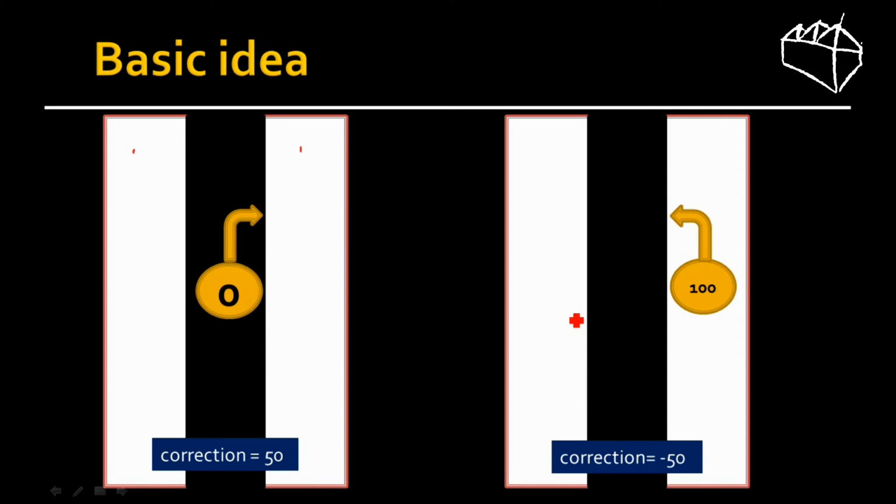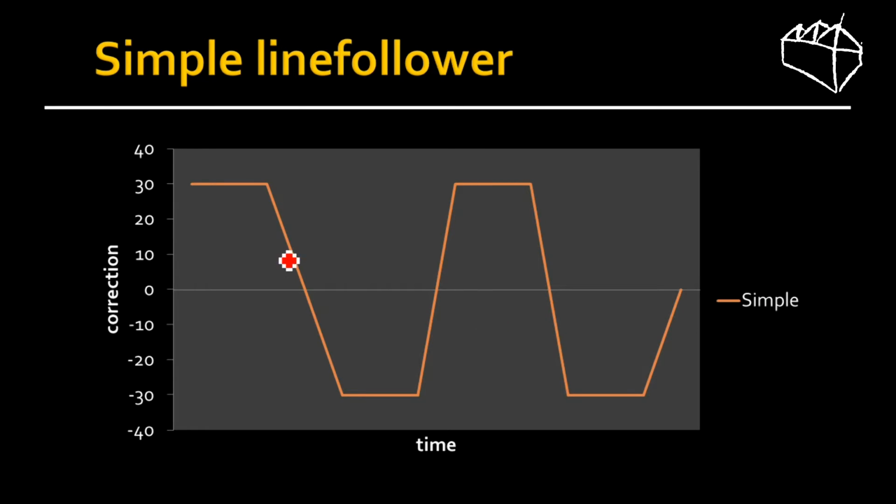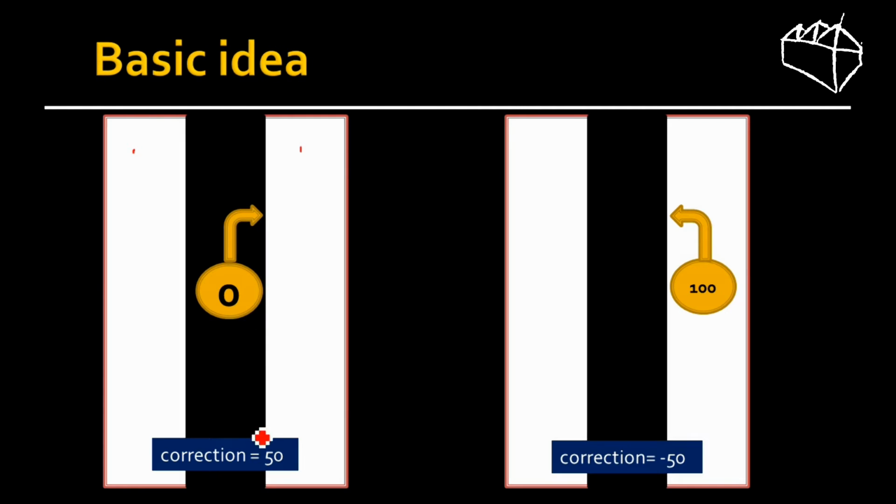You can try to make it if you want. I am not going to show you how to do this now, because the problem with this system is that the correction or the turn value of your motors will just have two states. It can only drive to the right or it can drive to the left. So your robot will drive in a zigzag. It will look like this.